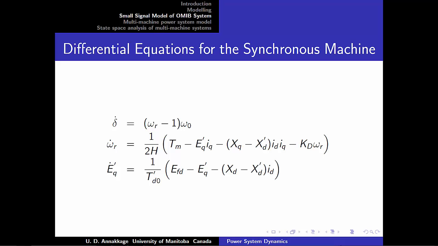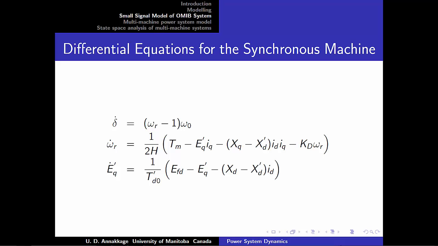We derived these three differential equations for the synchronous machine in the last lecture. Two equations for rotor dynamics, the first two equations, and the third equation for field flux. Note that in the second equation, the term Tm on the right hand side is the mechanical driving torque exerted by the prime mover. We treat it as an input to the model.